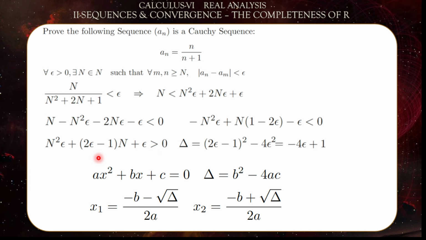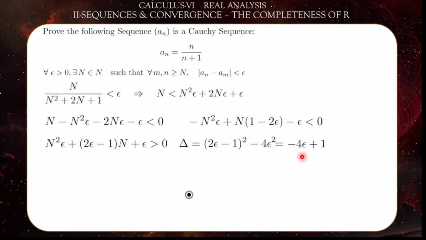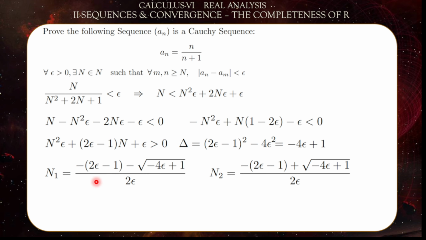This is a quadratic polynomial inequality that we need to solve using delta, the discriminant, and finding the roots. So delta is equal to (2 epsilon minus 1) squared minus 4 epsilon squared, which is equal to minus 4 epsilon plus 1. N1 is equal to minus b, which is (2 epsilon minus 1), the part multiplying n, minus the square root of delta, divided by 2a, and N2 is equal to minus b plus the square root of delta divided by 2a, a being the part multiplying n squared.